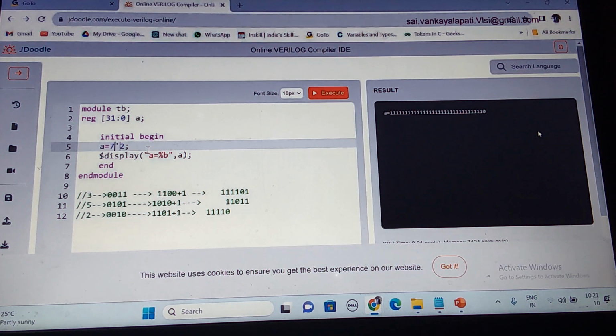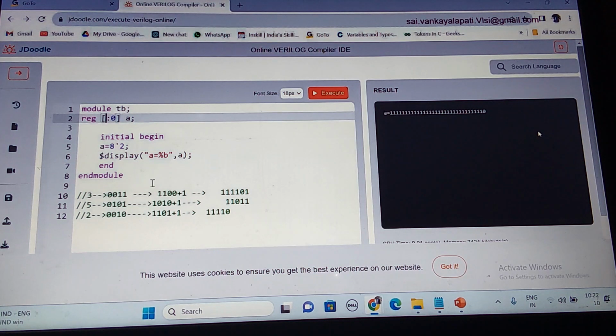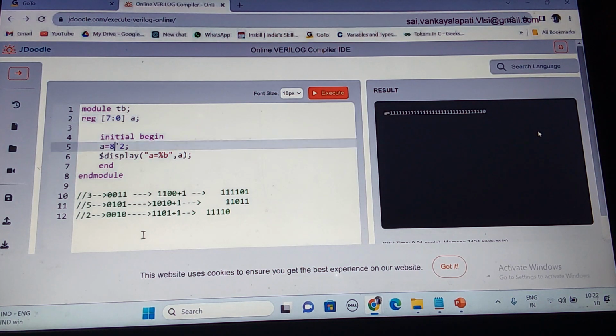Let me make this 8'b. I'm making my register size also 8, so the size of this A is nothing but 8 bits. Now I'm going to write the binary number. What is the meaning of this underscore? I can write 1, 1, 1, 1, underscore, 0, 0, 0, 0, and your Verilog will understand this underscore.